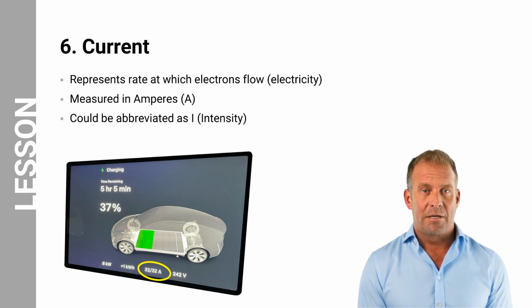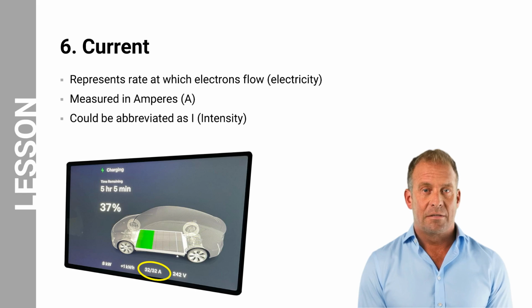The rate at which electric charge flows in a circuit is called the current. The unit of measurement is ampere, abbreviated as A. It could also be abbreviated as I for intensity. The more amperes of current, the greater the flow of electricity. Current represents how quickly electricity flows and powers devices.